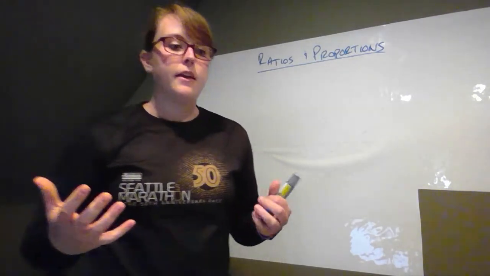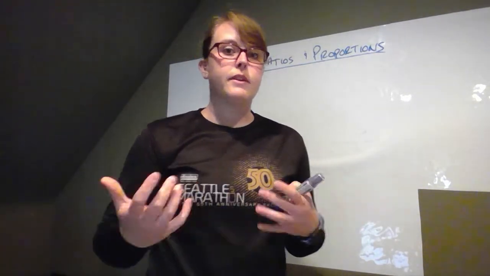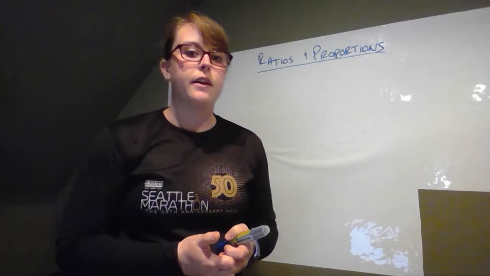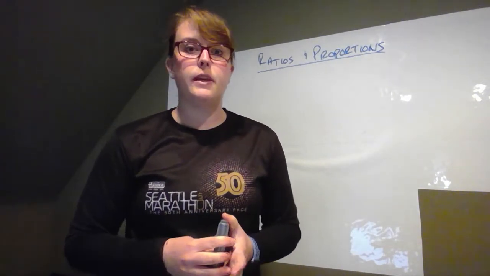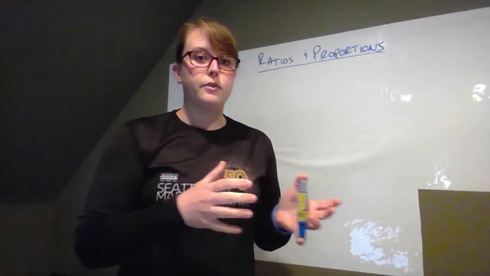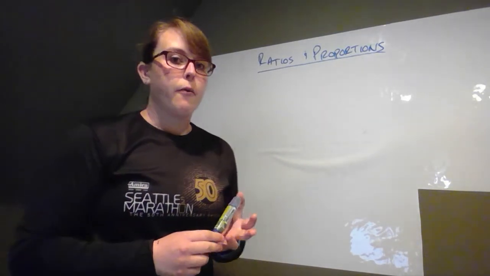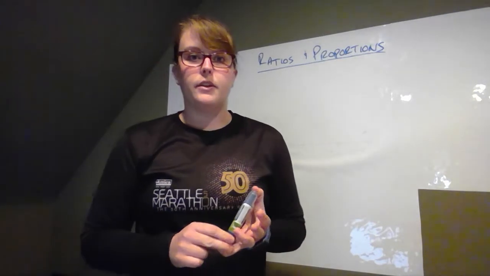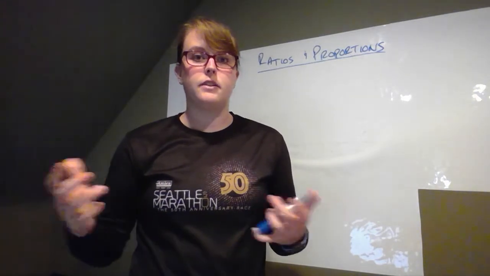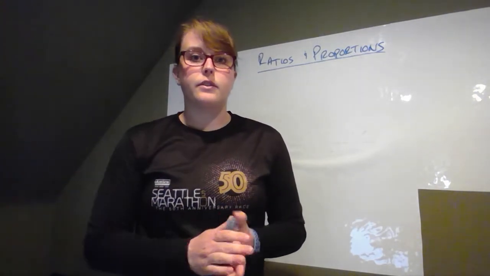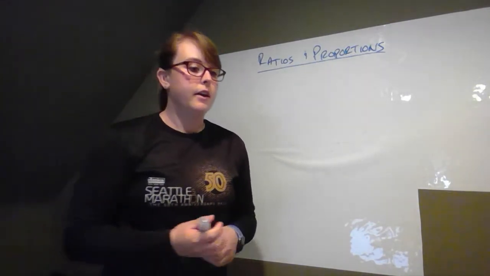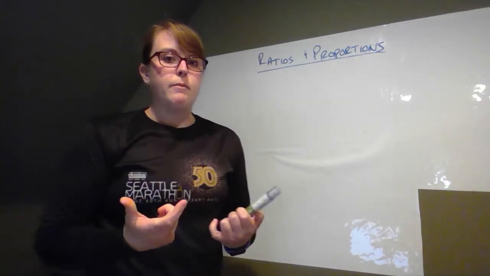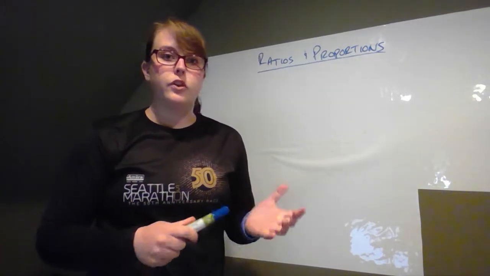It demonstrates a relationship between two different quantities. So, it could be anything. It could be the ratio of flour to sugar in a recipe. It could be the ratio of students to teachers in a classroom, or it could be the ratio of side lengths in similar figures. We'll get to those in the future, but for now we're going to talk about basic ratios here. So one common ratio is flour to sugar in a recipe.